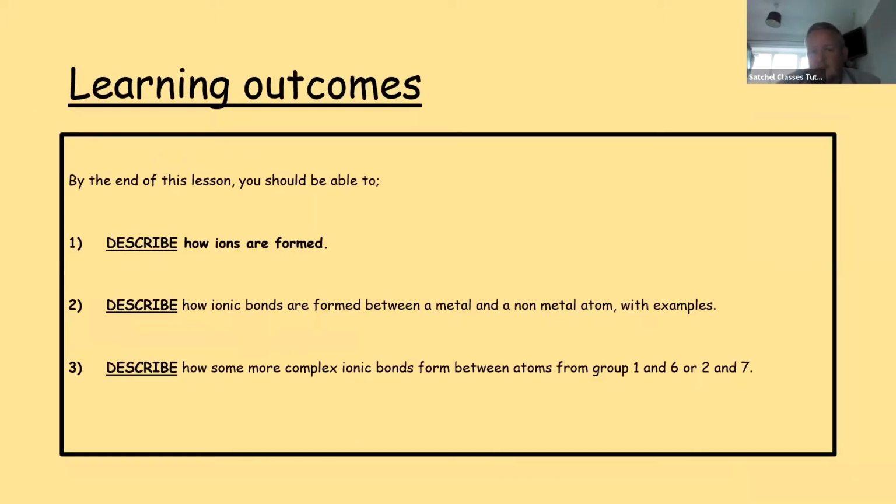By the end of this lesson, you should be able to describe how ions are formed. The next thing you'll be able to do is describe how ionic bonds are formed between a metal and a non-metal atom with examples. The final thing is to describe how some more complex ionic bonds form between atoms from group 1 and 6 or group 2 and 7. So let's take a look.